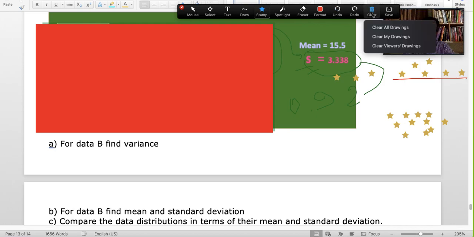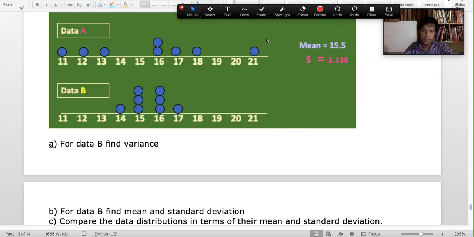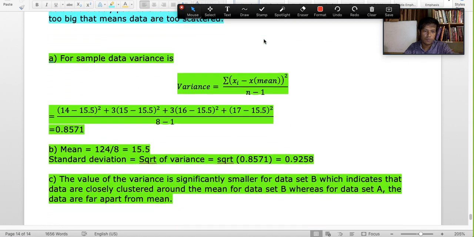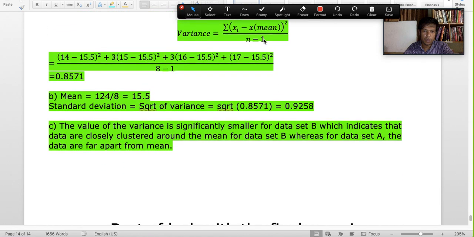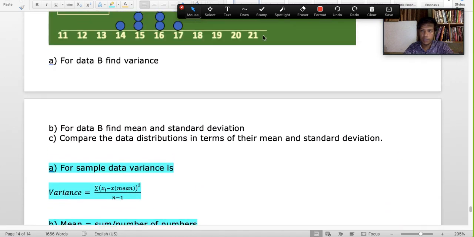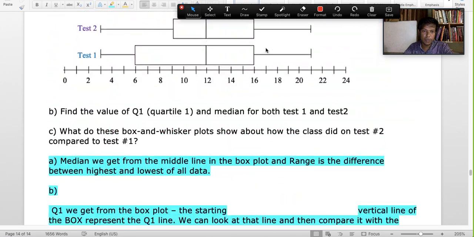So that's all for this thing. And that's all for the discussion about this practice paper.